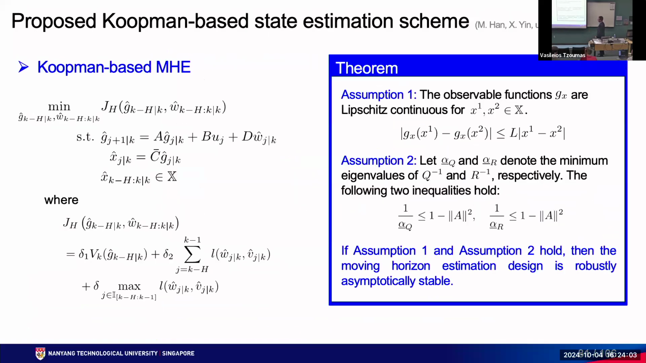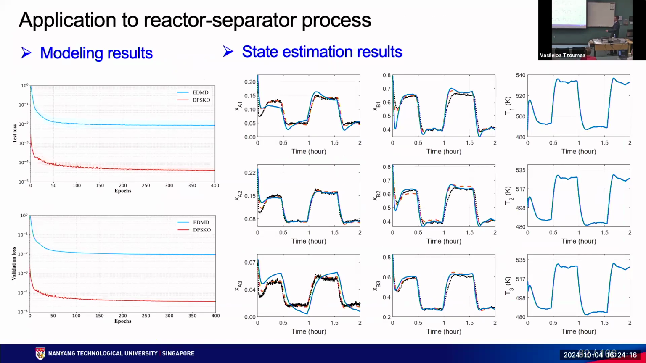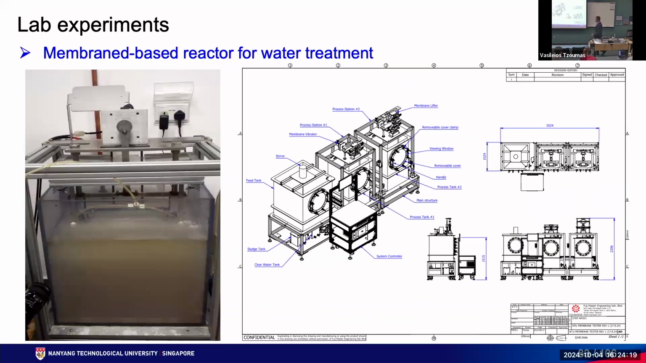And we have also designed a new robust moving horizon estimation design based on the Koopman model for nonlinear processes. And we have analyzed the state prediction error as well as the state estimation error. And we are in the process of applying these algorithms to lab setups. One is the membrane-based biological reactor for water treatment. And this is something we are working on. We will need 1 more tech to finalize the design, and we'll start experiments from next month.